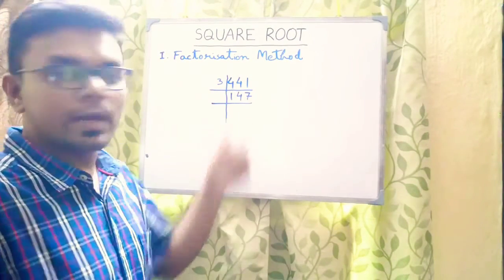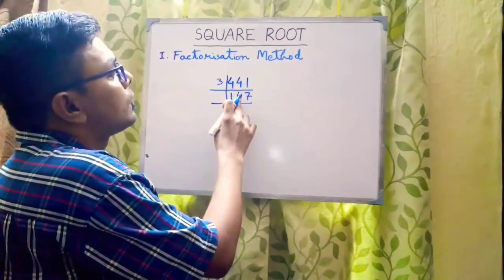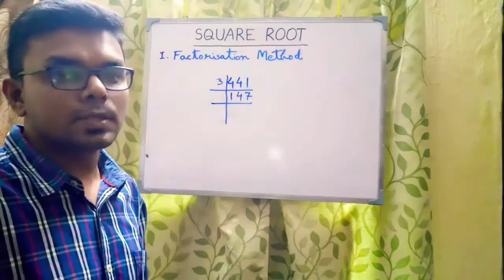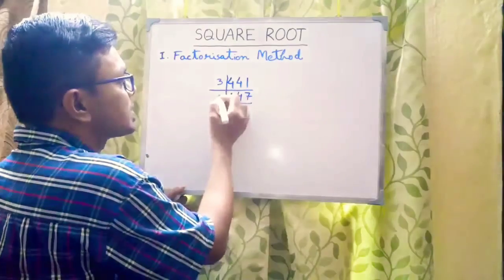Again we cannot be divided by 2. So let's try again the divisibility test of 3. 1 plus 4 is 5. 5 and 7 is 12. Yes, 12 is a multiple of 3. So 147 can be divided by 3. So let's try 3 once again.